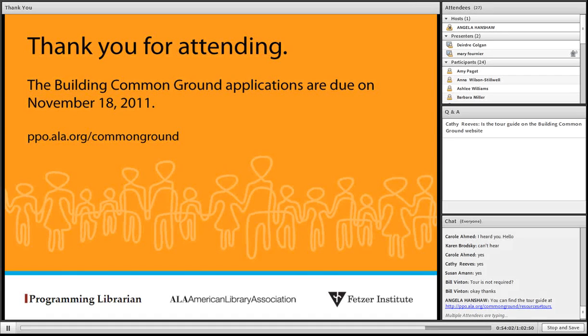So does the program grant need to be completed within a period of time? The programming window for this grant, and this is all in the guidelines, the grants themselves will be awarded at the end of December. The programming window for this grant is, I believe, February 2012 through November 2012. So it's about a 9-month window. And the program series needs to take place somewhere within that window of time.